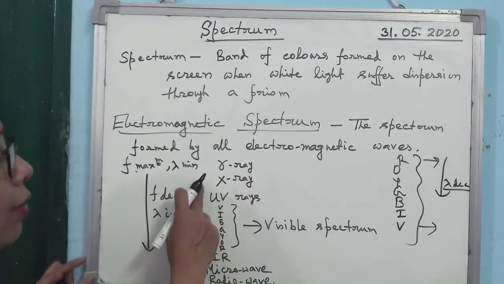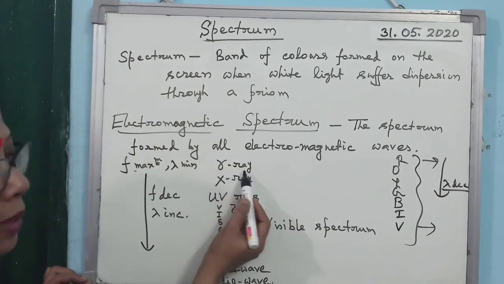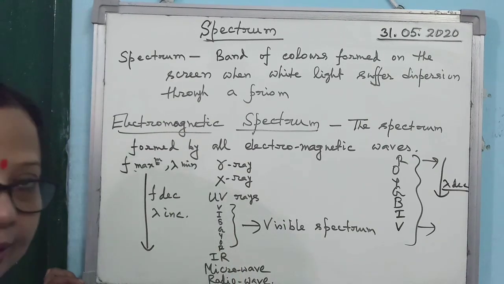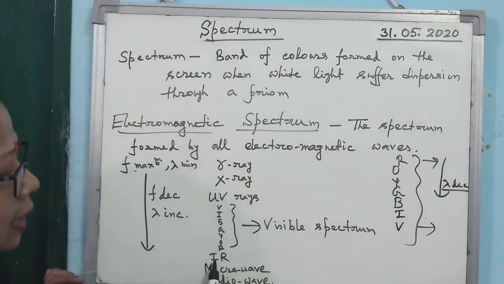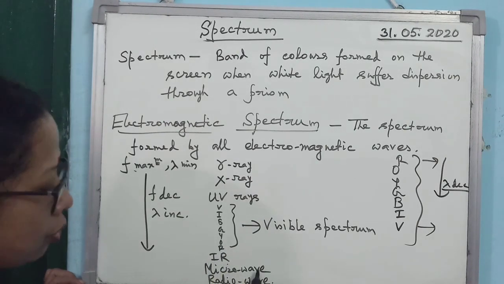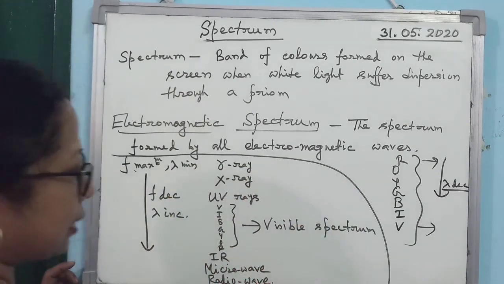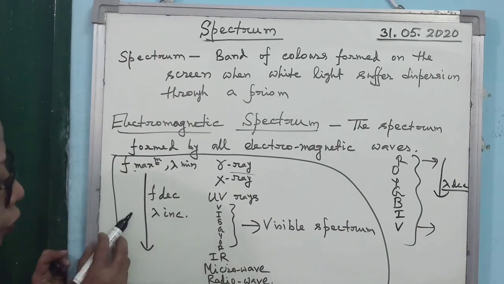Alright, now I have written here one example of the electromagnetic spectrum. First comes gamma ray, then X-ray, then UV, meaning ultraviolet ray. Next comes violet to red, the visible spectrum. Then infrared, then microwave, and then radio wave. Alright, so you are supposed to learn this entire thing. Not only learn, you have to retain it till your board exam is over. This is a typical example of an electromagnetic spectrum, and don't forget to remember this.